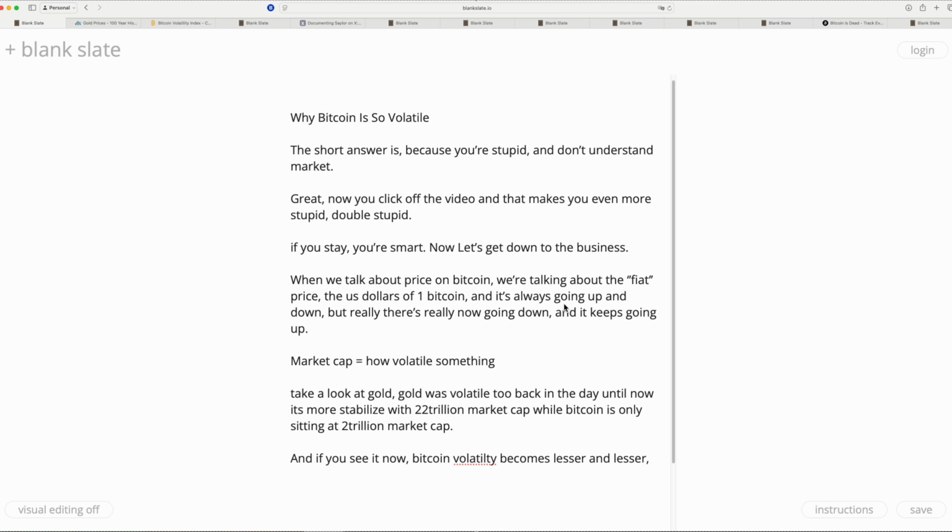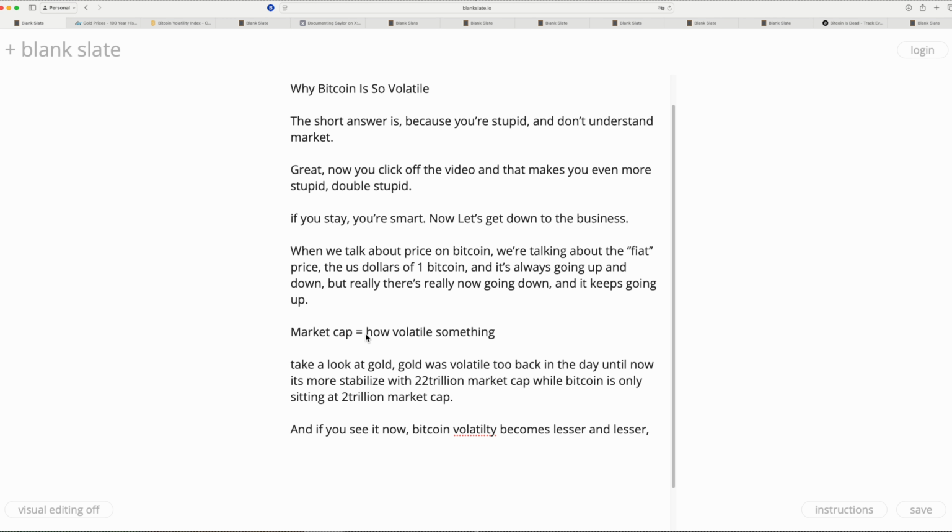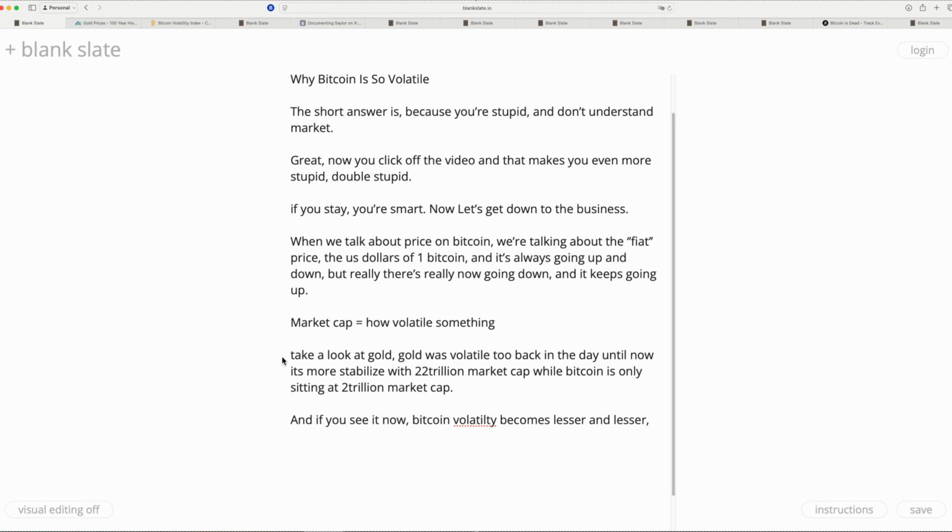Now let's talk more about the technical stuff. Market cap is equal to how volatile something is. If you really want to talk about why something is volatile, usually it comes down to the market cap. How much is the market cap of Bitcoin currently? Take a look at gold. Gold was volatile too back in the day, until now it's more stabilized with a 22 trillion market cap, while Bitcoin is only sitting at a 2 trillion market cap as of 2025. 2 trillion point something. You can search it yourself.